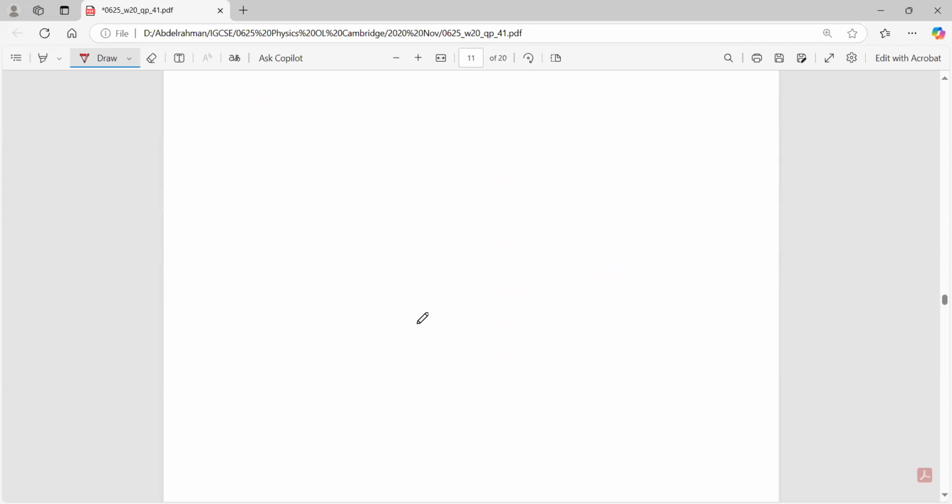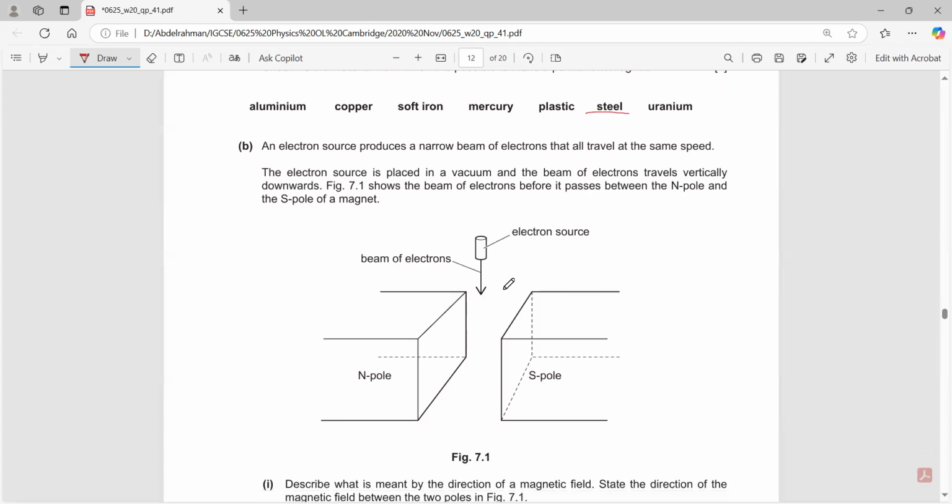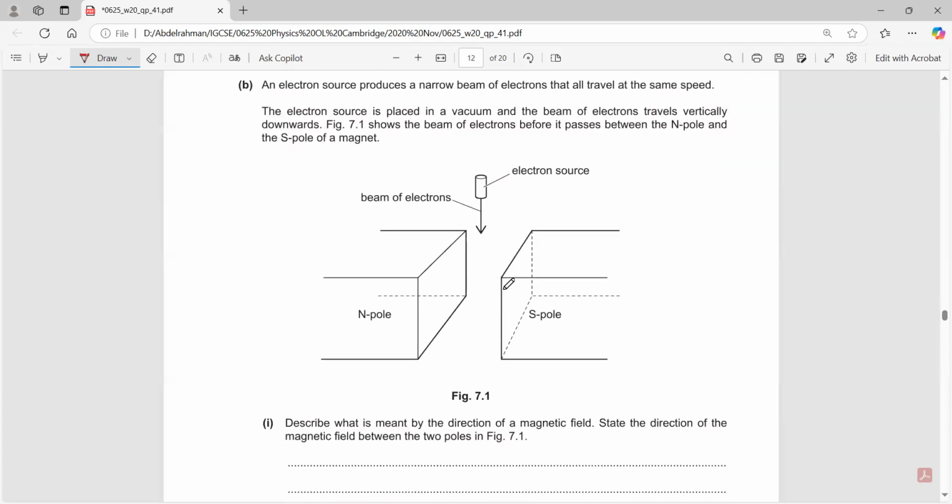Question 7. A permanent magnet is made from only one material. Underline the material from which it is possible to make a permanent magnet. Definitely, we use steel for the permanent magnet. An electron is moving through a magnetic field. How can we determine the direction of this electron? Using Fleming's rule.